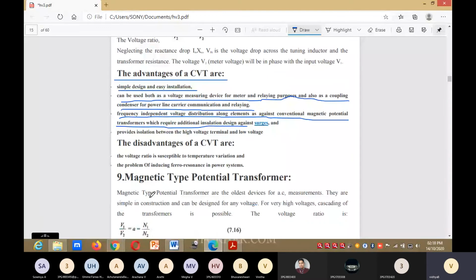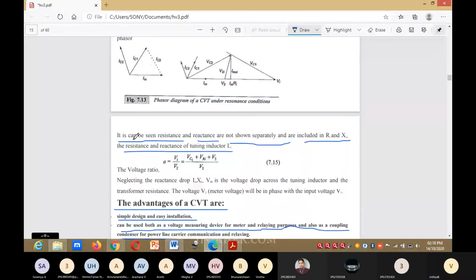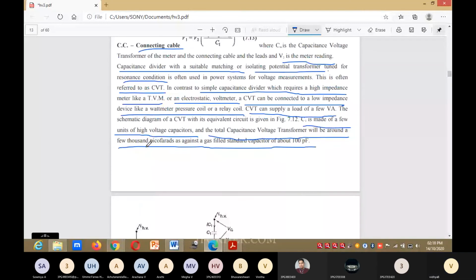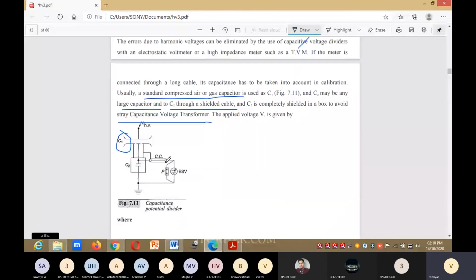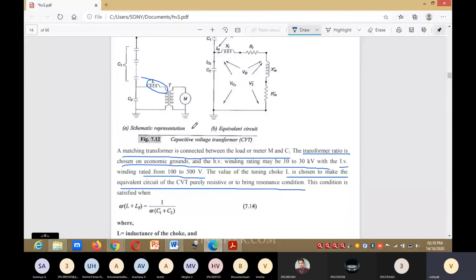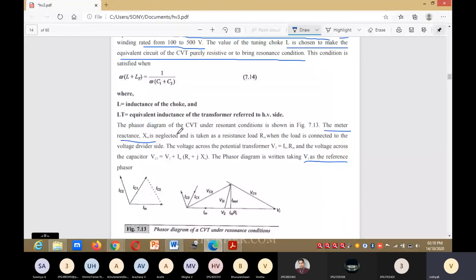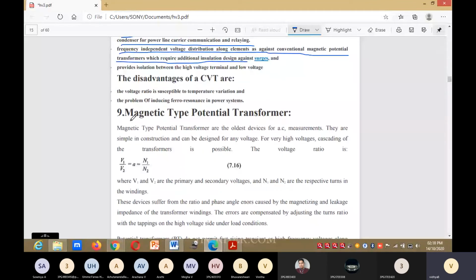The disadvantages are that the voltage ratio is susceptible to temperature variation, and the problem of inducing ferroresonance in the power system. These are the advantages and disadvantages of the CVT. So first you need to explain the diagram, next write out what it is, its working, the equations and phasor diagram, and then the advantages and disadvantages.